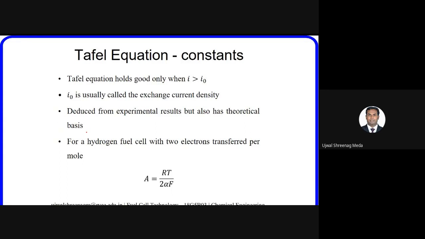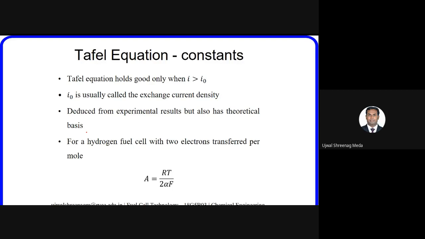To proceed further, this Tafel equation is valid only at current values greater than I naught, this current density. The I naught is called the exchange current density, obtained from experimental results, and it also has a theoretical basis. And now let's try to find out more information about these constants A and I naught.